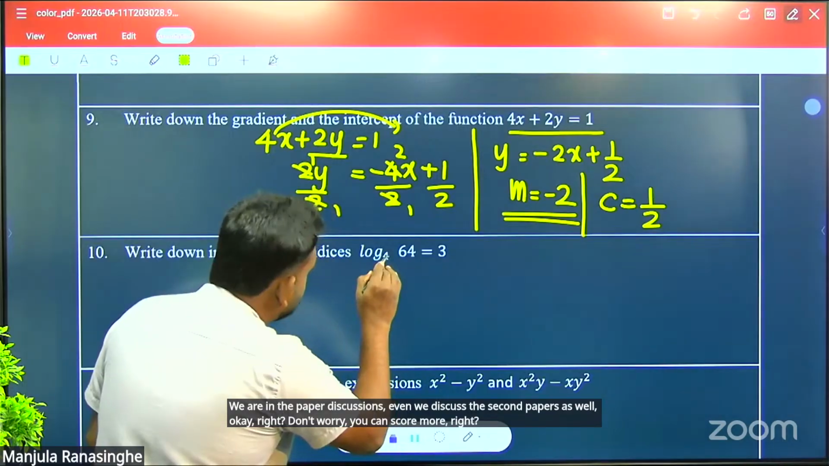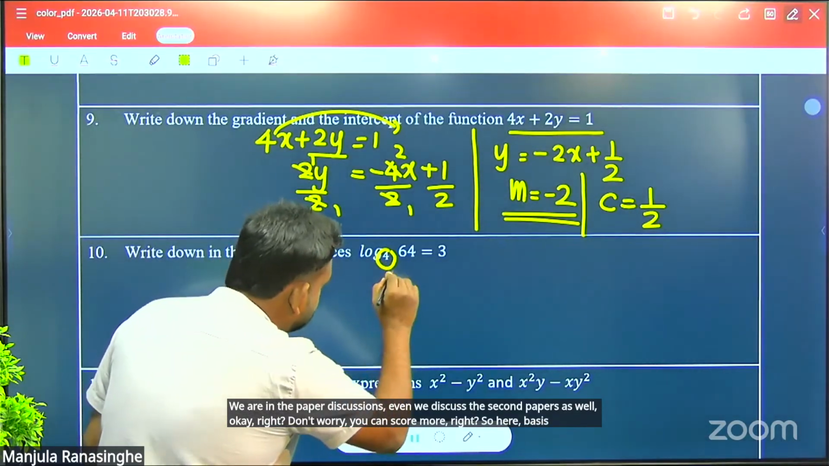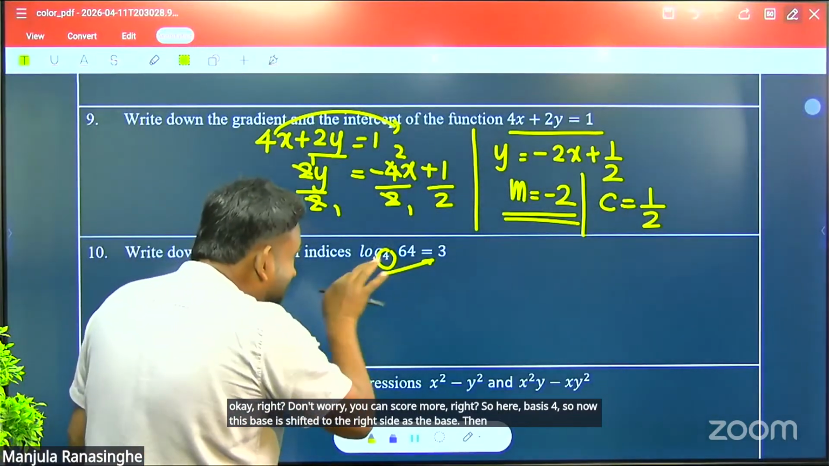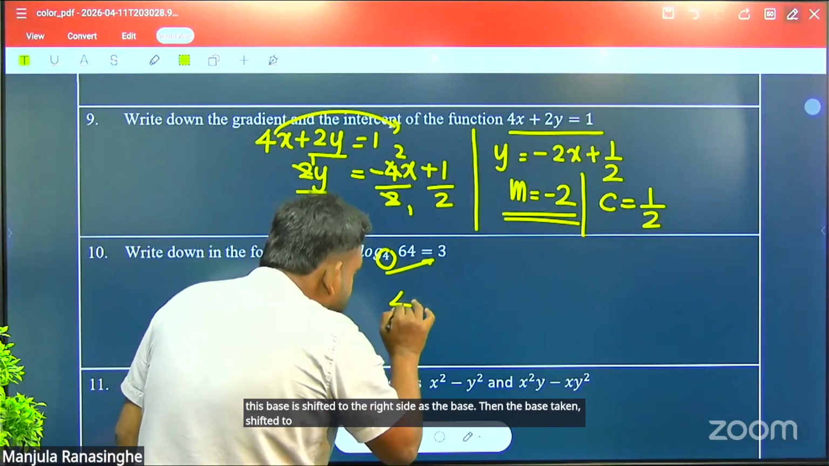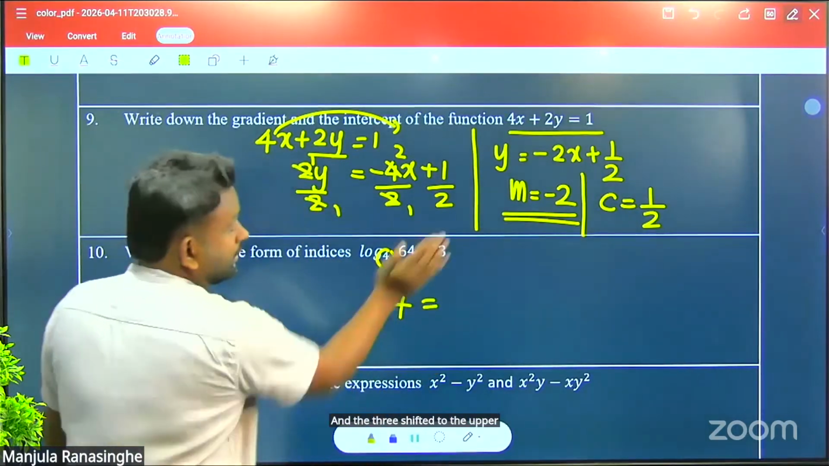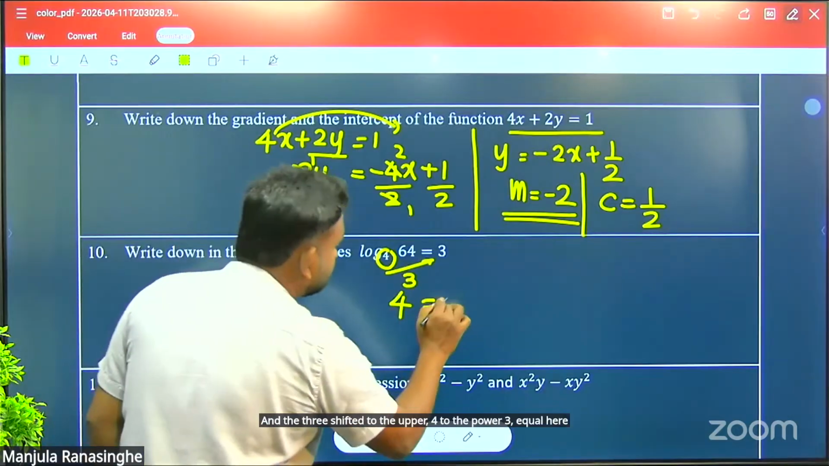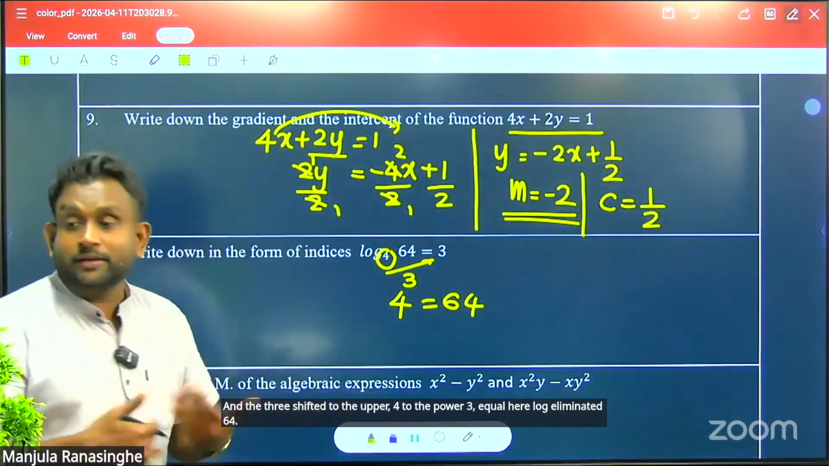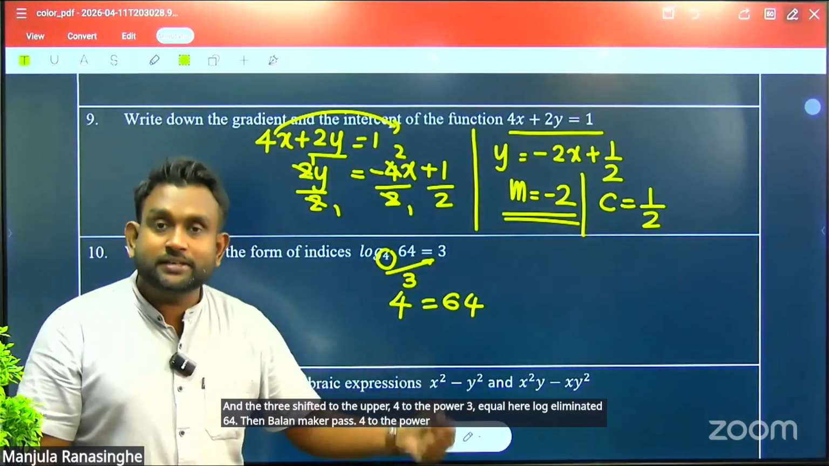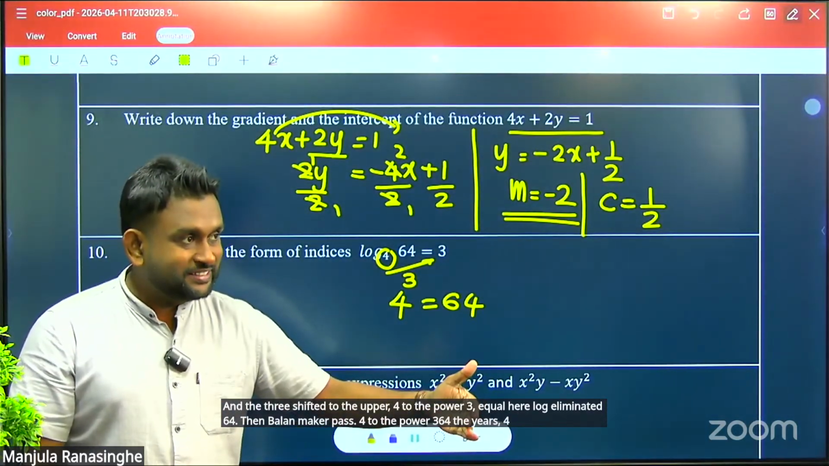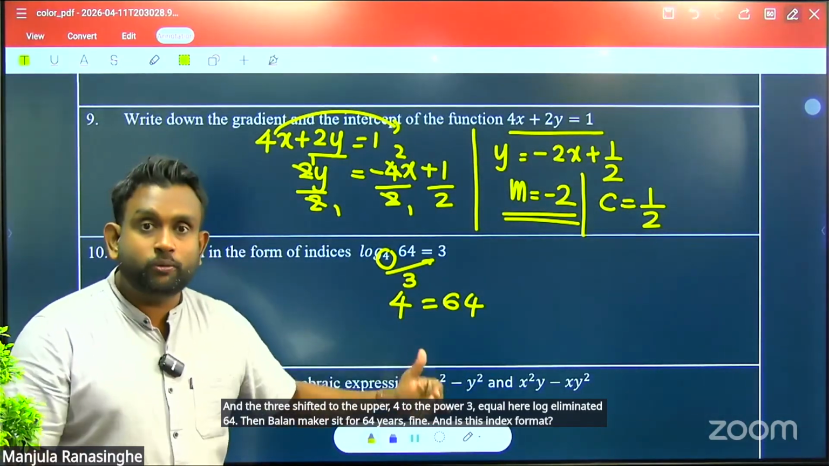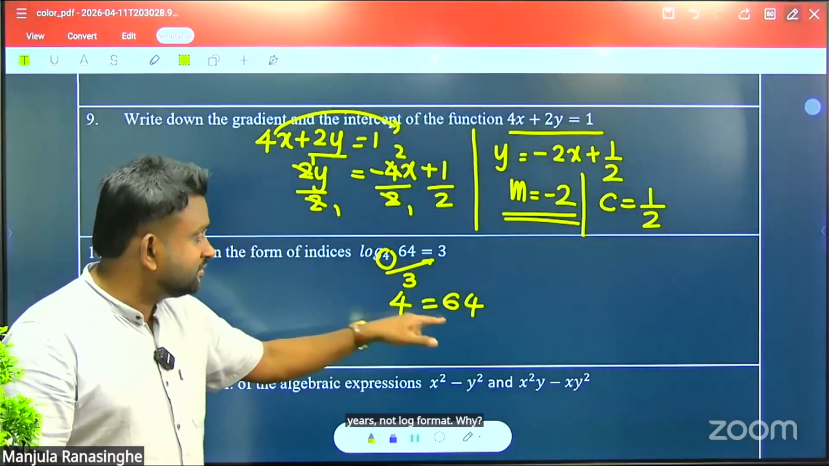So here the base is 4. This base is shifted to the right side as the base, so the base 4 and the 3 shifted up: 4 to the power 3 equals 64, with the log eliminated. Now check whether this sets after writing: 4 to the power 3 is 64. 4 into 4, 4 into 4 is 64, yes, fine. And is this the index format? Yes, not the log format. Why? Logarithm eliminated, base, index, answer.